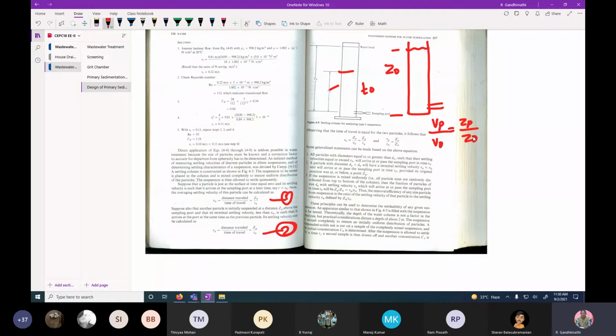The first observation is that any particle having a diameter greater than or equal to D0, because D0 is the worst case, that should be at the top position. If the diameter is greater than D0, definitely the settling velocity is greater than V0, and it will arrive at or pass the sampling port at time t0. Is it clear, students? First point, first observation.